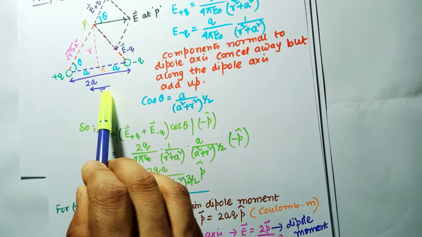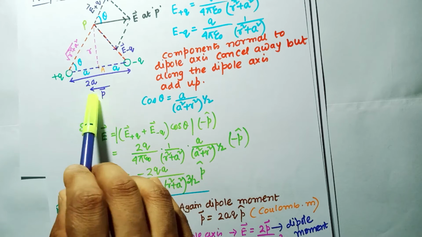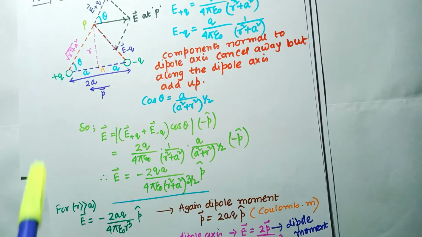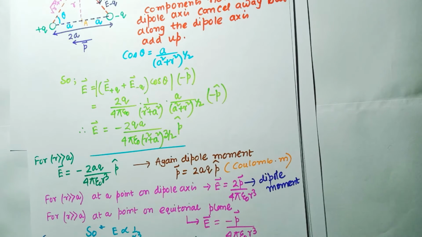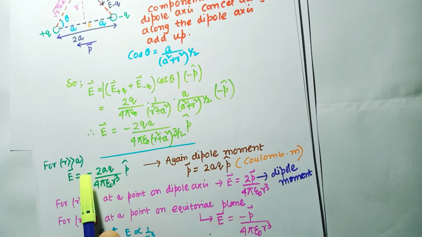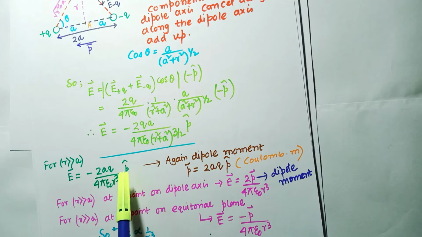So this is p vector in this direction, but the electric field will act from p to e, that is minus p cap. So again we can write that the dipole moment, what it will be, p vector is equal to 2aq times p cap unit vector. Its unit is coulomb times meter. So for r very greater than a, we can write that E vector is equal to minus 2aq divided by 4 pi epsilon naught r cube p cap.